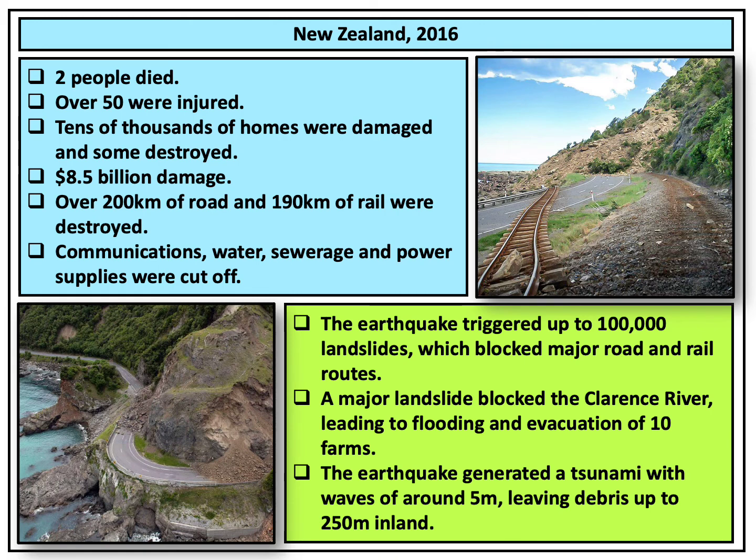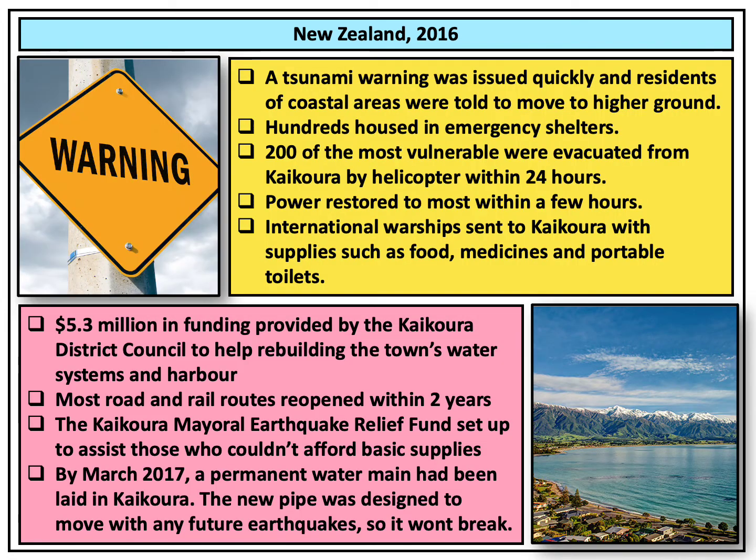Your next one for New Zealand, I've used the same colour coordination. The blue is the primary effects, green secondary effects. So pause this video and add to your booklet some primary and secondary effects. And on this slide we have got, for New Zealand, the Kaikoura earthquake in 2016. We have got the immediate responses in that yellow-orange colour and the long-term responses in the pink colour.